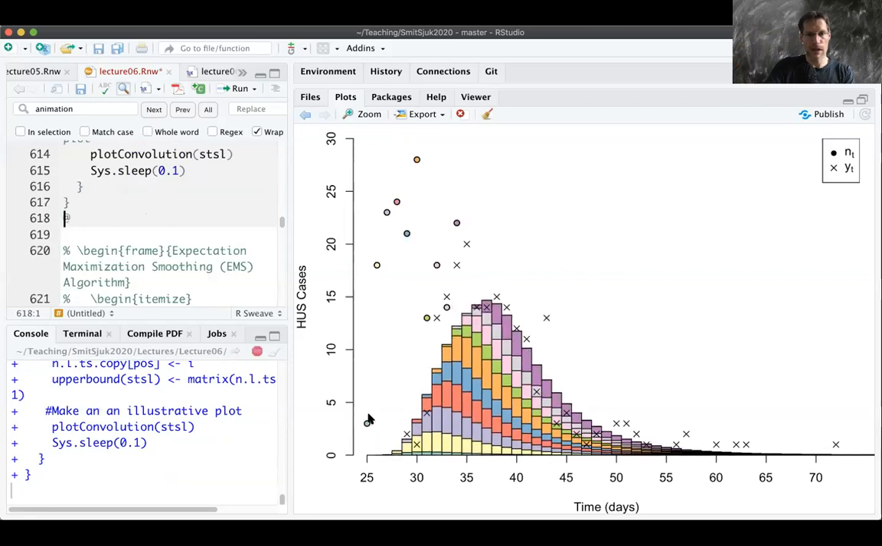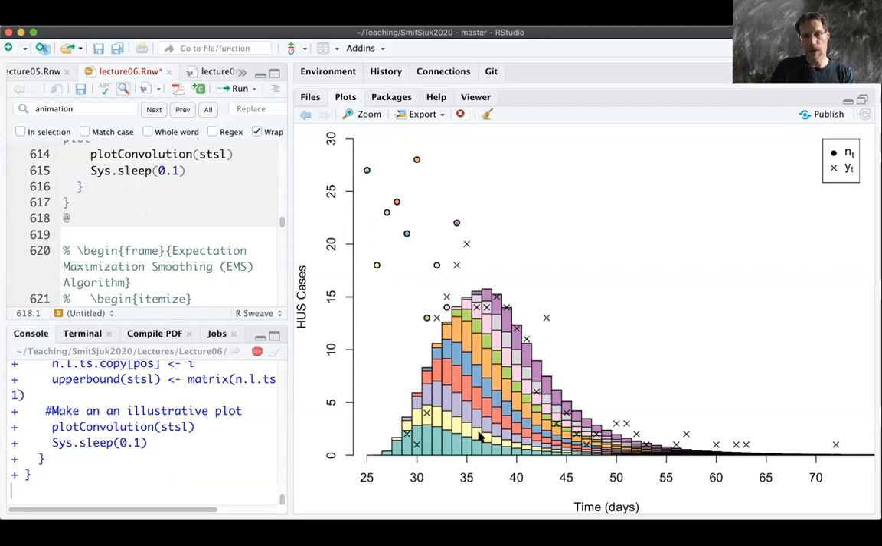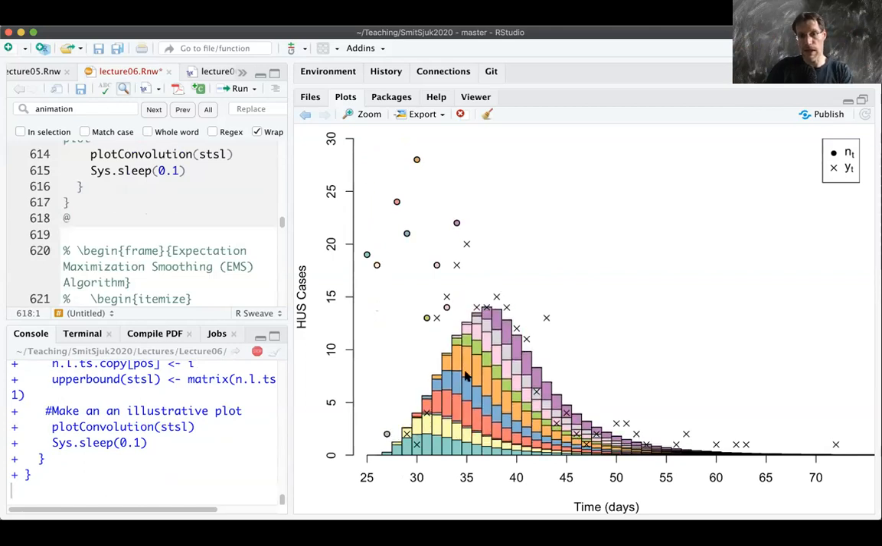So here I take time 25 and try each possible value, and you see the larger the value is, the larger this part becomes, which is due to cases by day 25. And then I change now to 26. And you see, I always put out one incubation time distribution on each of these time points. I leave the others constant.